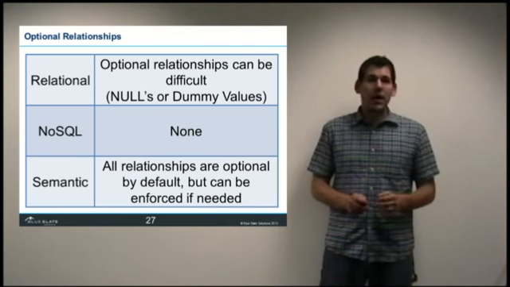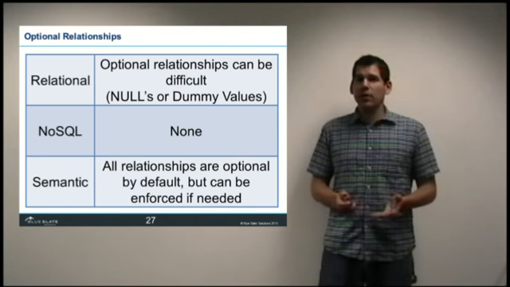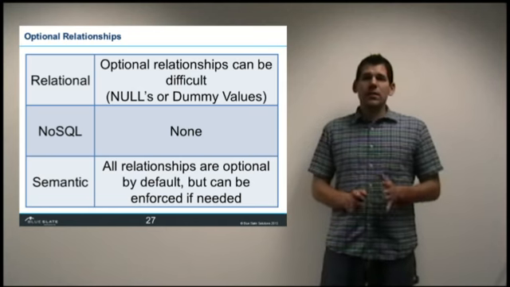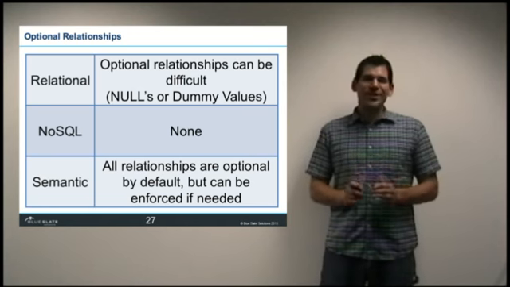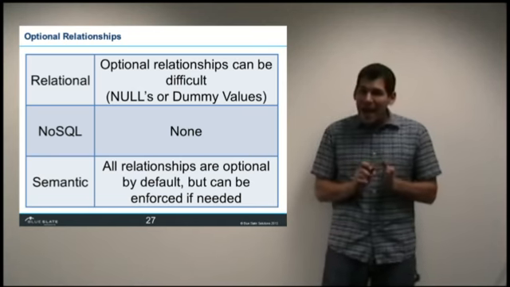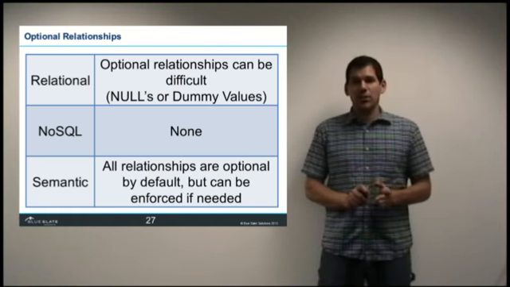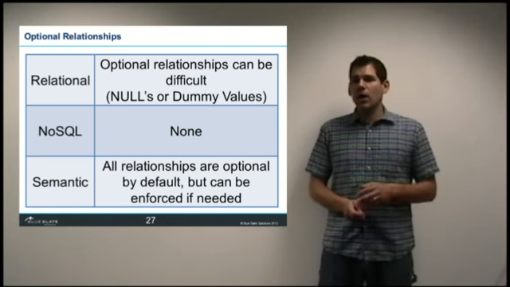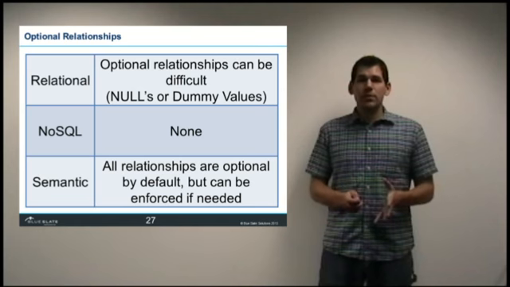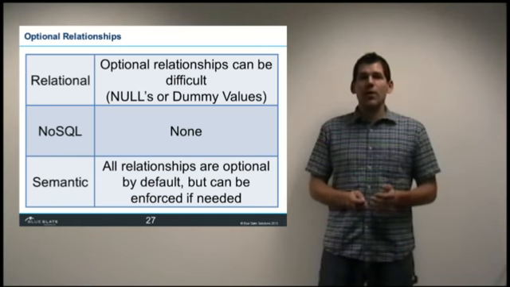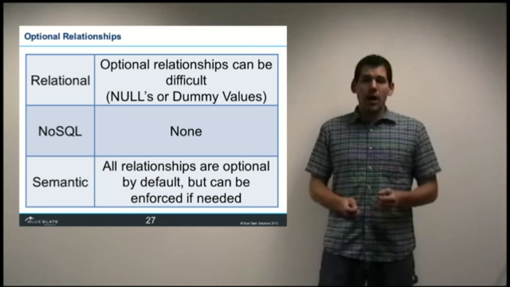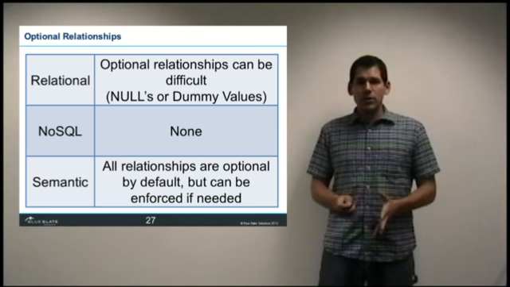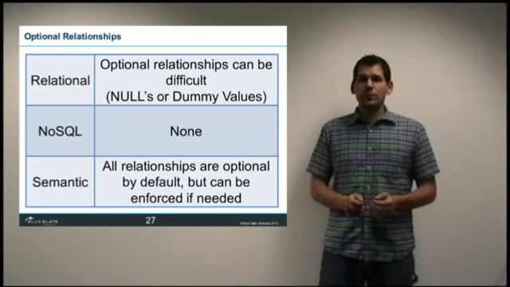With NoSQL, because we don't have relationships between the data built in, there really aren't any issues with optional relationships. They're all optional. With semantics, all relationships are optional by default, but you can enforce them if you need to. So it's kind of a best of both worlds, where you have the flexibility of giving optional relationships sort of full status in the system. They're recognized, they're supported, and you can also enforce them where you need to.